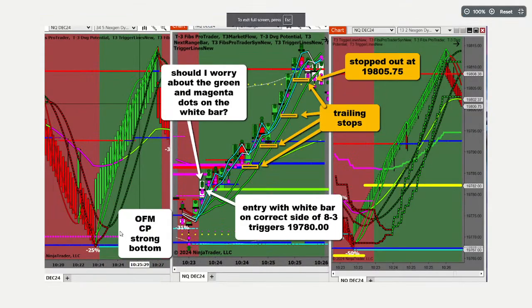All right, Wayne. Odds favorable. Clear path. I'm not sure where you're looking at. Coming off of the bottom. You enter with a white bar. Should I worry about the green and magenta dots on the white bar? No. Not at all. I know, right, Morgan? So, no, those are an indication, Wayne, just where buyers and sellers are doing their thing. That's all it is.